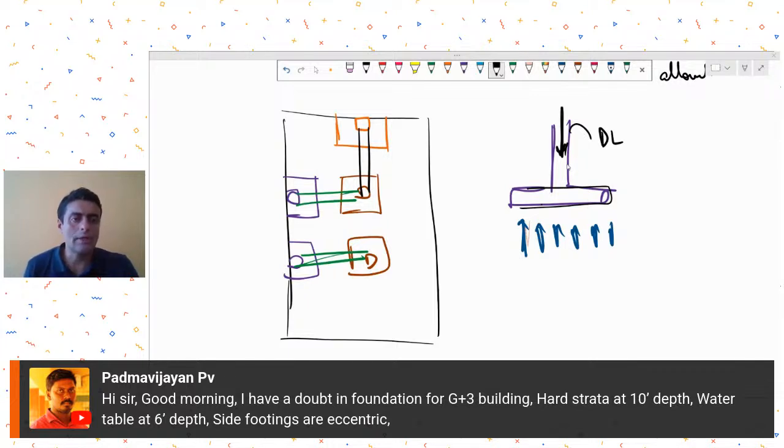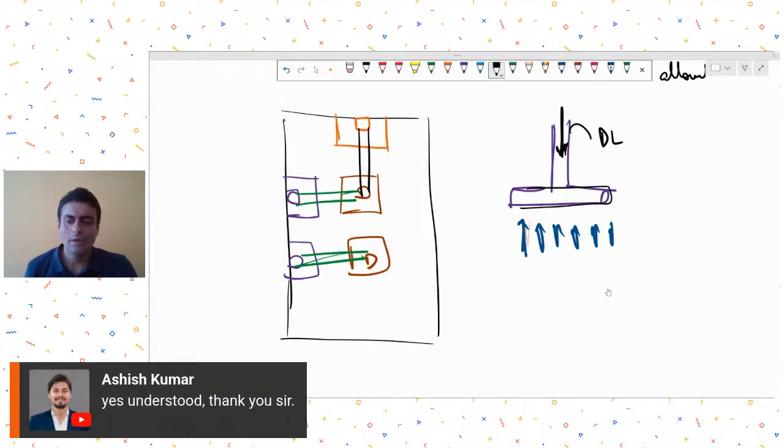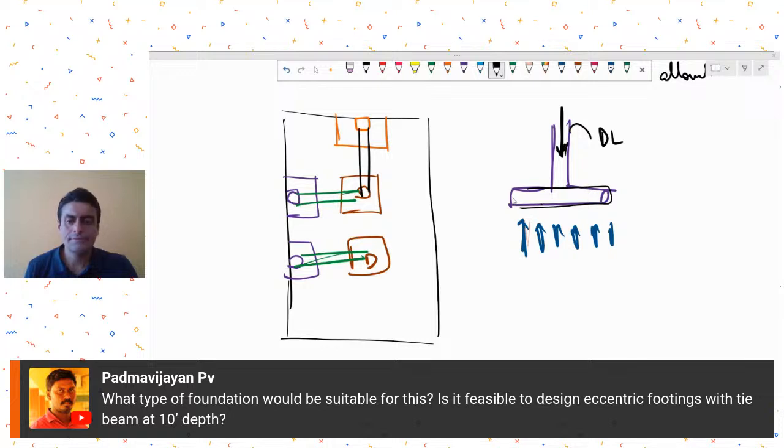I'm saying, suppose you had raft, then the thing becomes different. Then you will have to consider the effect of water pressure, buoyancy pressure. But as long as you have isolated footings, water pressure is not very important. Just ensure that during construction you have proper pumping equipment available on site to pump out the rising water table water collected in your excavations for footing. Okay, all right. Any other question we have?